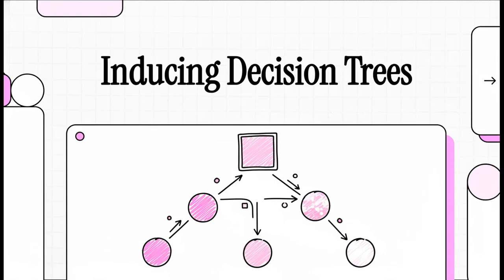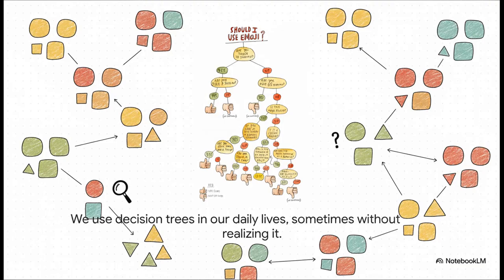Welcome to The Explainer. Today we're going to pull back the curtain on one of machine learning's coolest ideas: how a machine learns to make decisions. Not because we hand-code a bunch of rules, but because it figures out the logic all by itself, just by looking at examples. You know, it all kicks off with something you've probably used a million times without even thinking about it. Any flowchart is basically a decision tree.